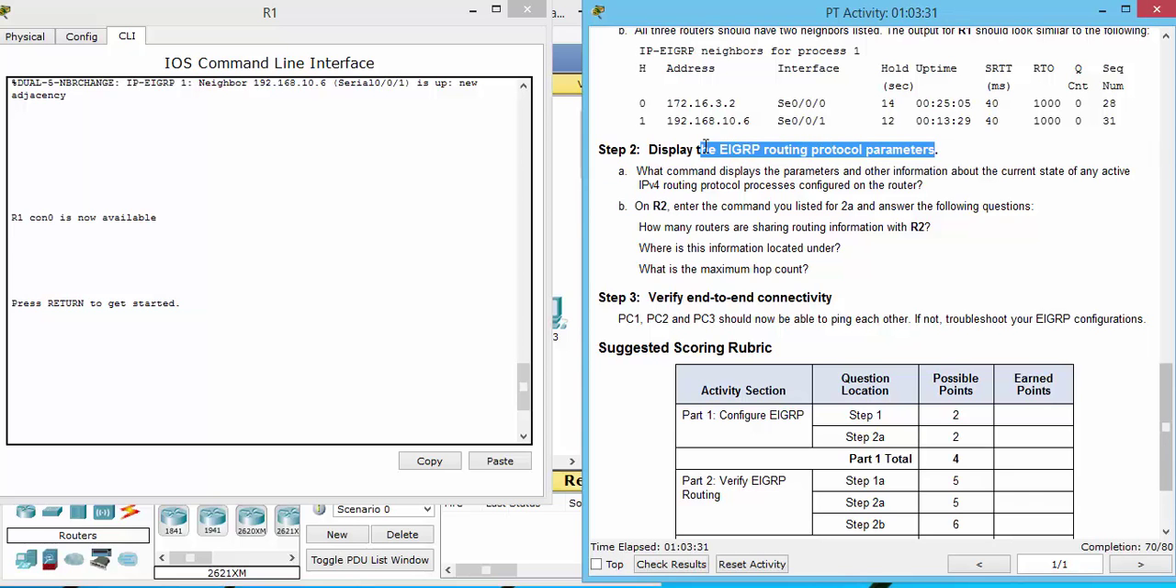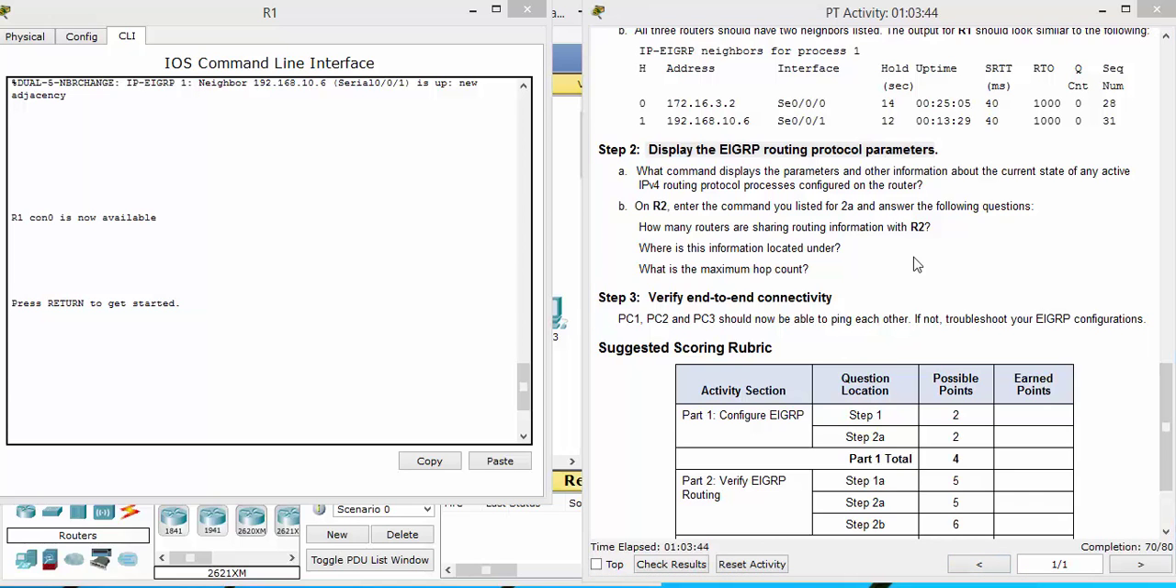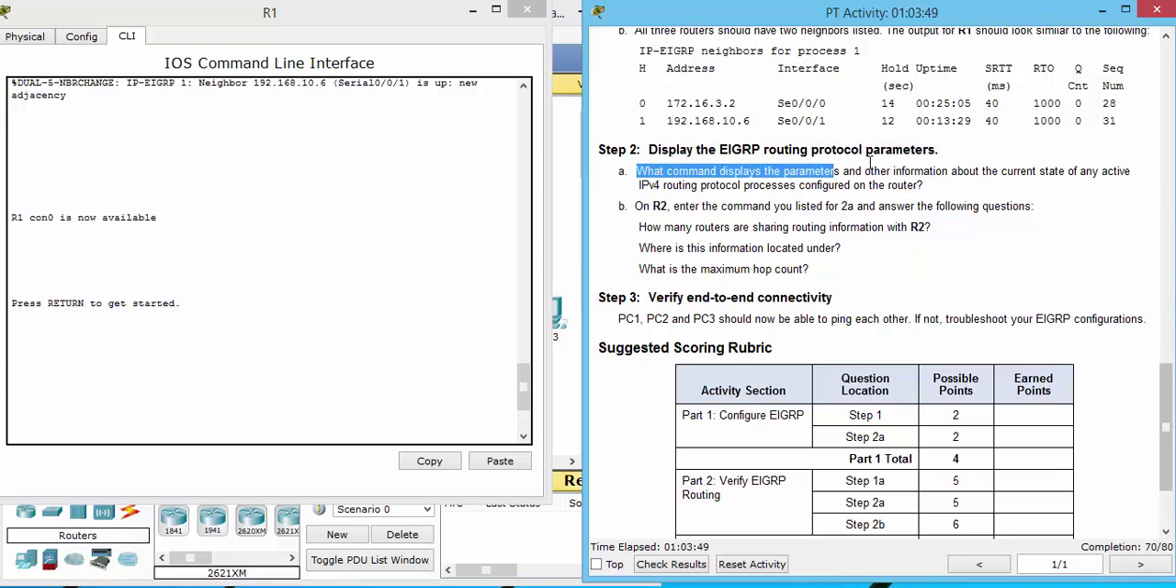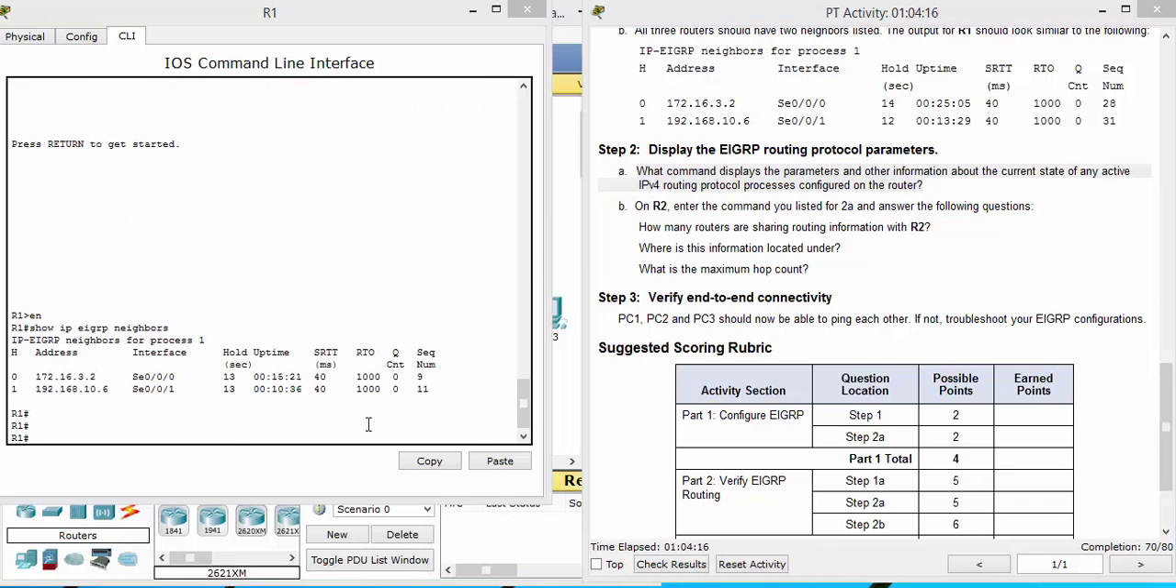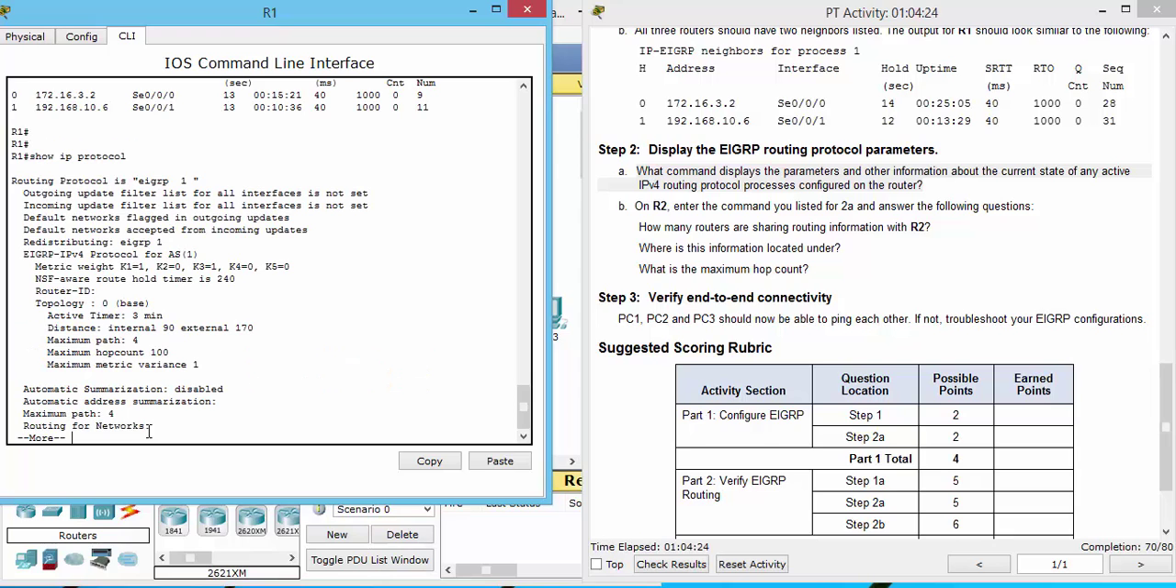Now display EIGRP routing protocol parameters. What command displays the parameters and other information about the current state of any active IPv4 routing protocol process configured on the router? It is going to be the show ip protocol command. We type show ip protocol.